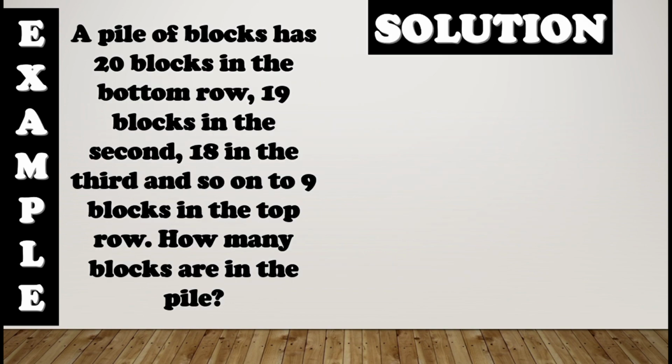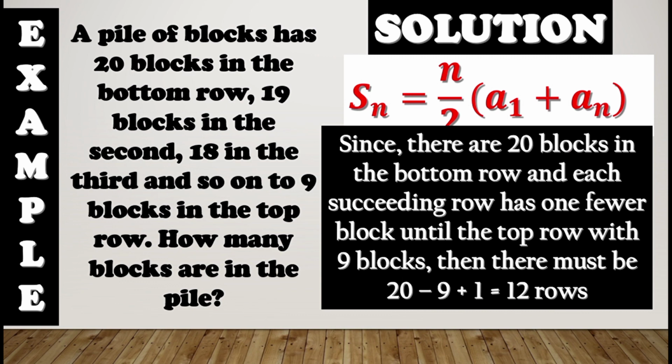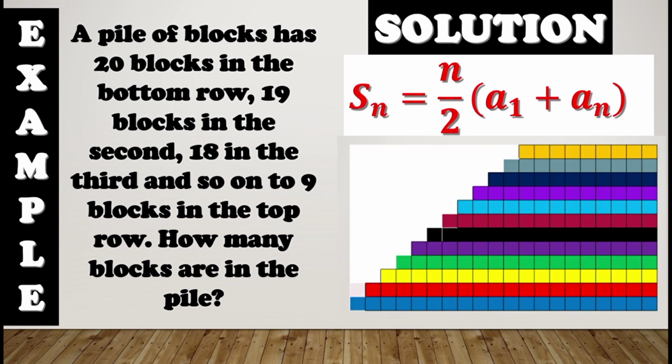So we will utilize the formula S sub n is equal to n over 2 times quantity a sub 1 plus a sub n because our last term here is given. Since there are 20 blocks in the bottom row and each succeeding row has one fewer block until the top row with 9 blocks, then there must be 20 minus 9 plus 1 equals 12 rows. This would be the possible picture of the pile of blocks.